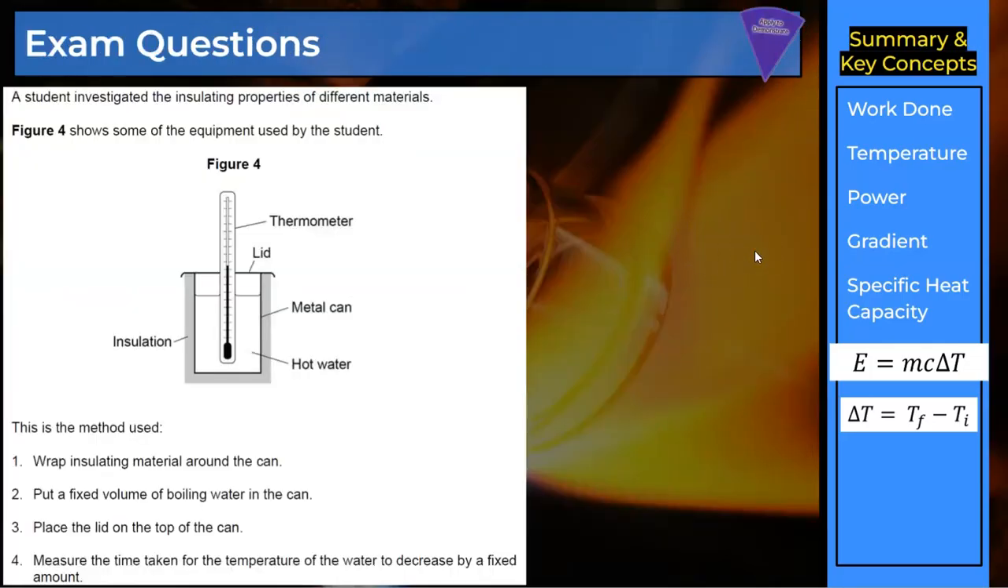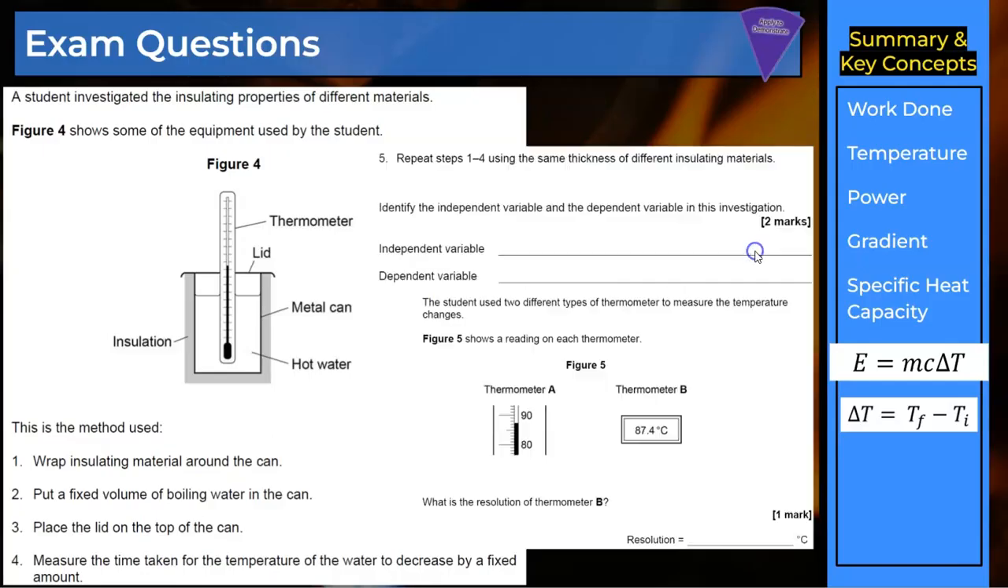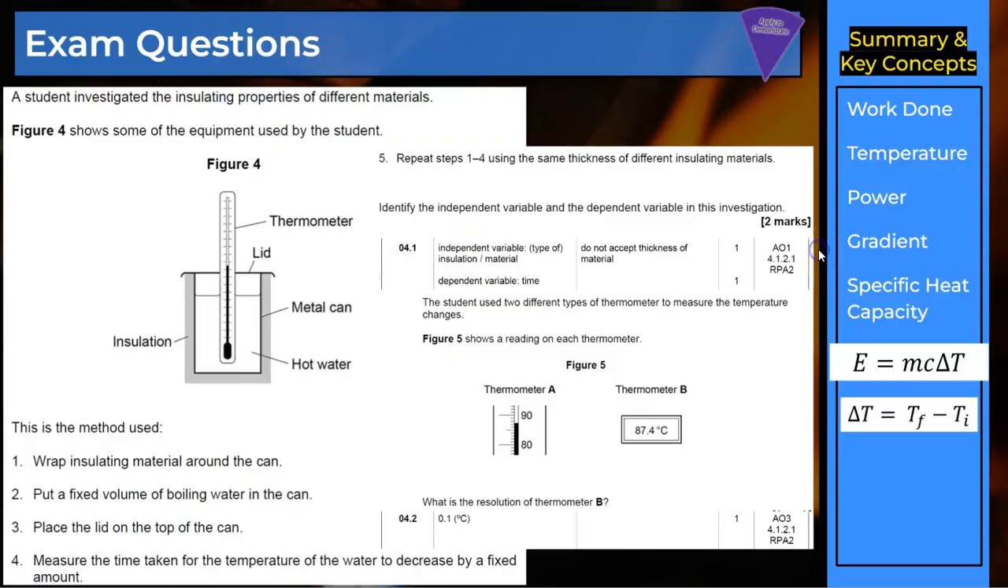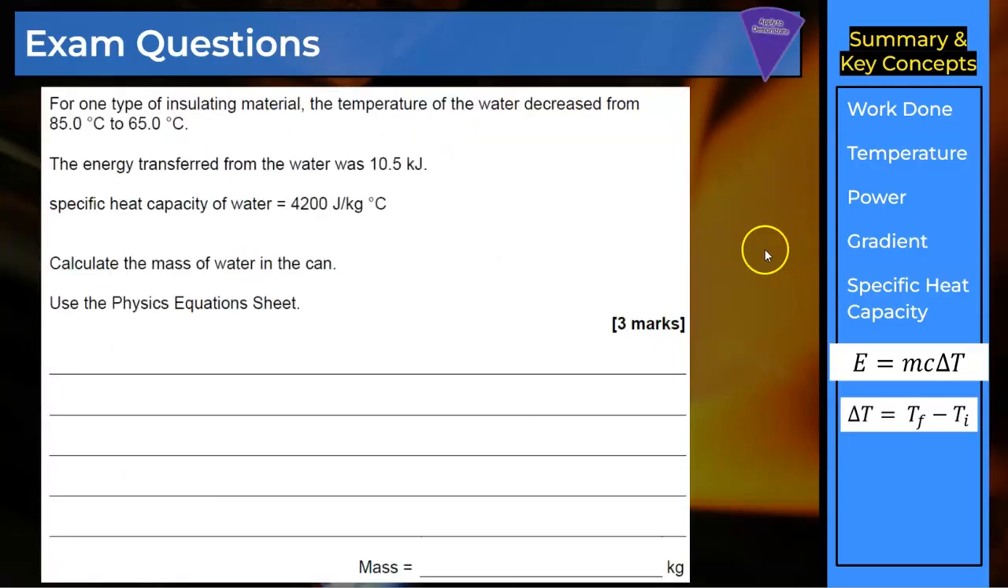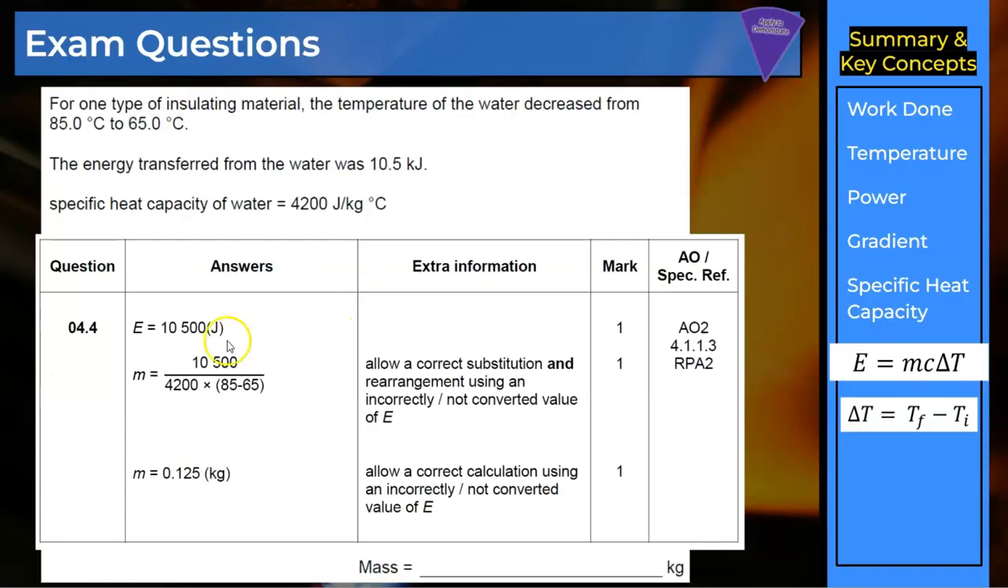This is an example of a question that's come up on the exam before, so you might have a look at these. I'm going to go through these really quickly, so pause the video if you want to have a look at them, and the answers will follow. You can see how the mark scheme here is set out following the 4 steps, which is important as well. In this case, rearranging it to work out the mass.